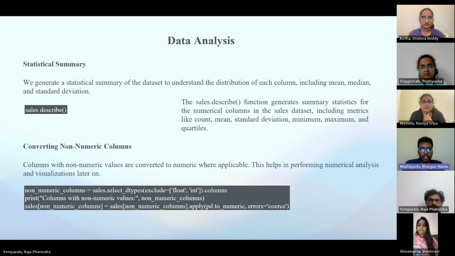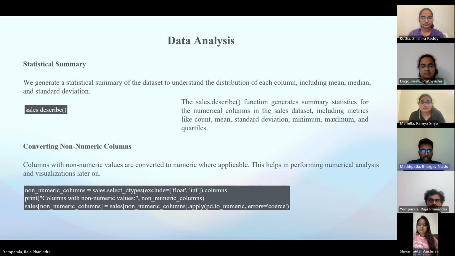Hi guys, my name is Bhargav. In our project, the main focus is on data analysis, which transforms raw data into insights. It involves many steps like data collection, data cleaning, data exploration, data integration, data visualization, and decision making.